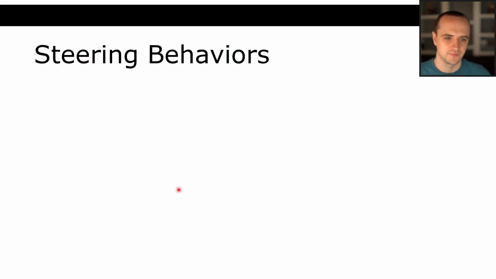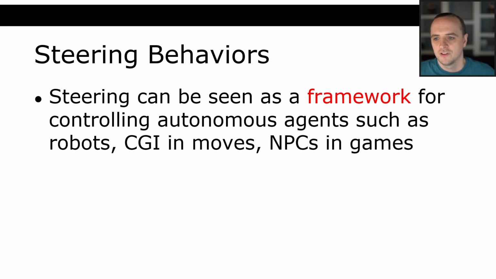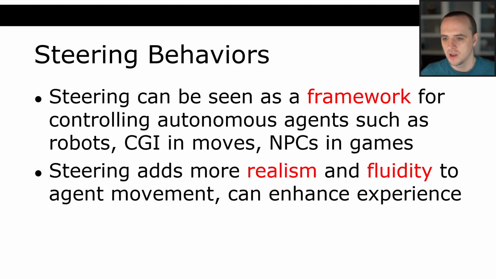All right. Steering can be seen as a framework for controlling autonomous agents, such as robots, CGI in movies, NPCs in games, etc. So steering can be used as a path finding step, but we're going to be using it as a path following step, okay? So steering adds more realism and fluidity into the agent's movement and can enhance the experience, right?